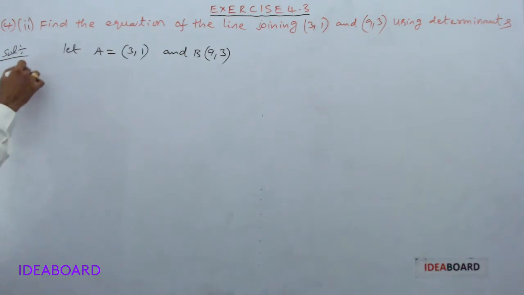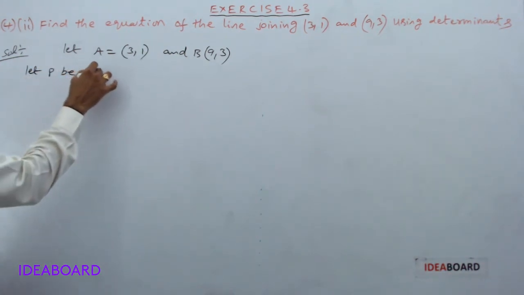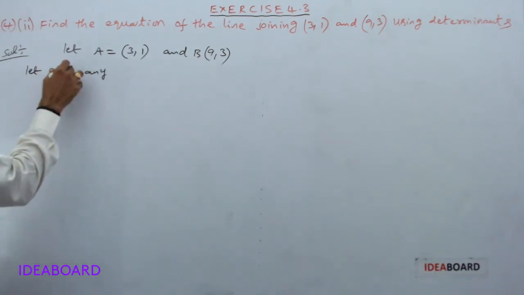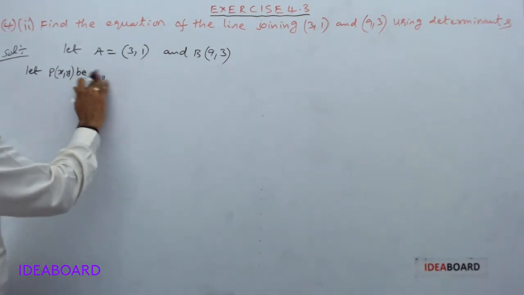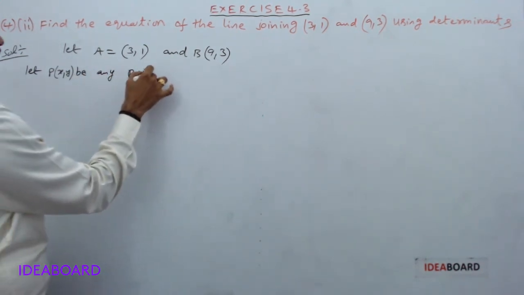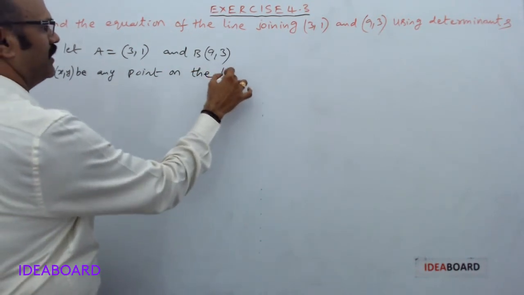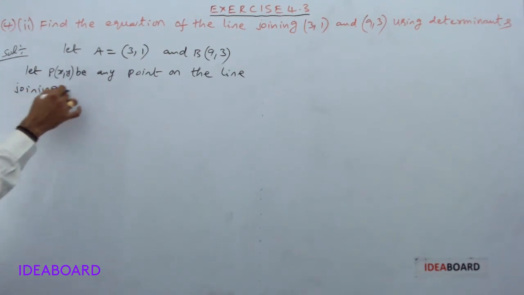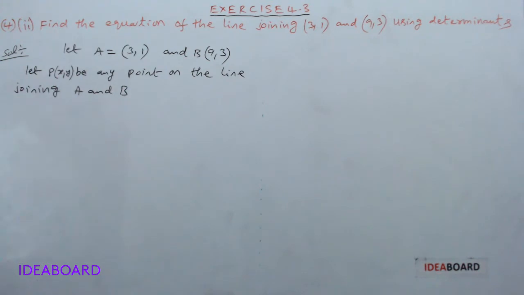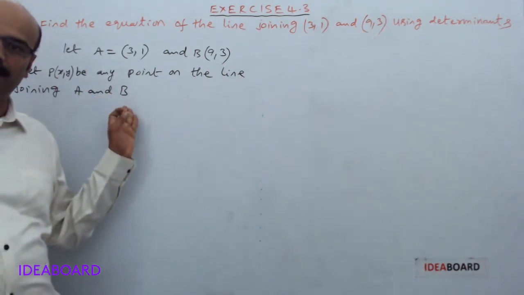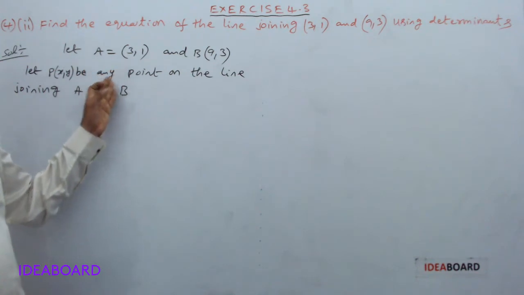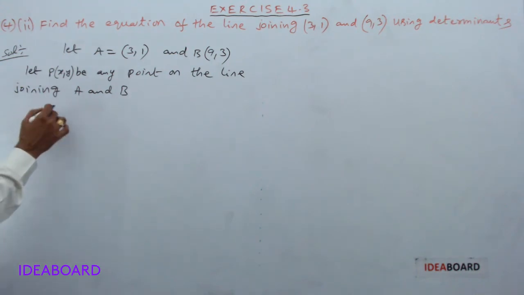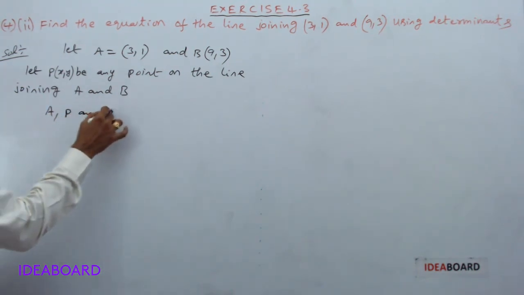Let P be any point, let P (x, y) be any point on the line joining A and B. Then here clearly we see that the points A, P and B are collinear.